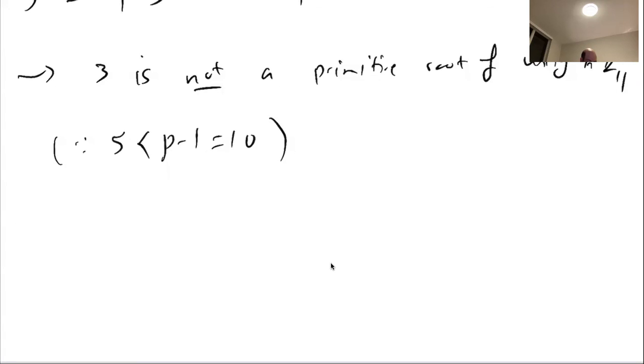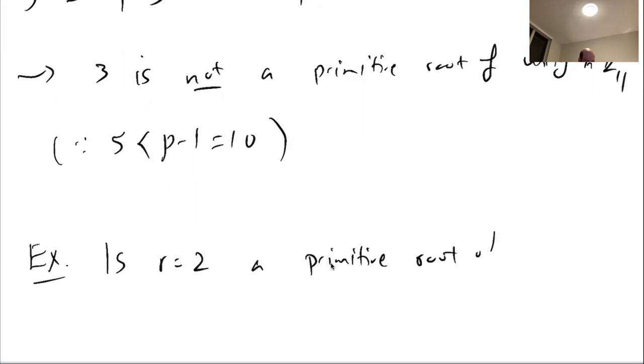Okay, so for now, another example: is r equals 2 a primitive root of unity in Z_11?